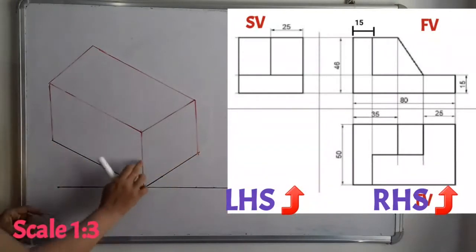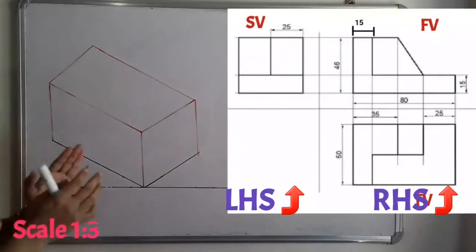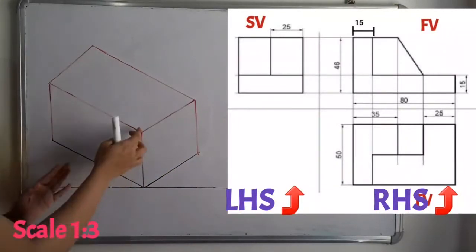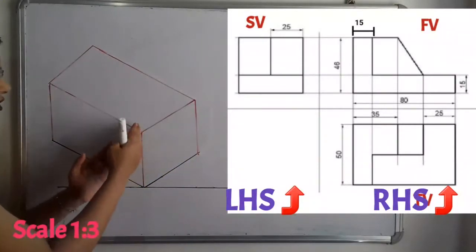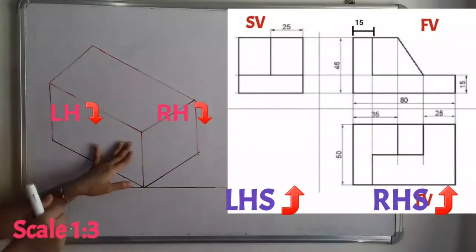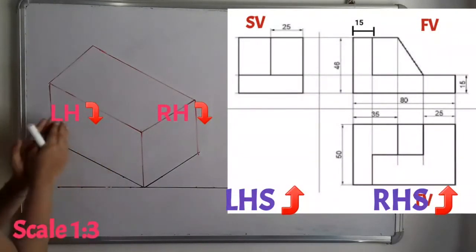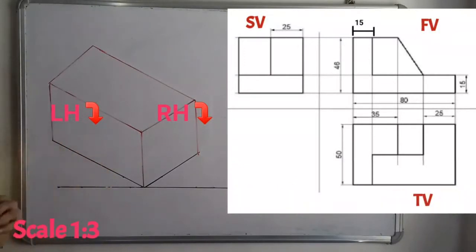Now draw the lines passing through these points. Now where is the right hand side and left hand side? Because of this vertical line, this part is known as the right hand side and this part is known as the left hand side. So we have to plot the front view on the left hand side. Here we will plot the front view.